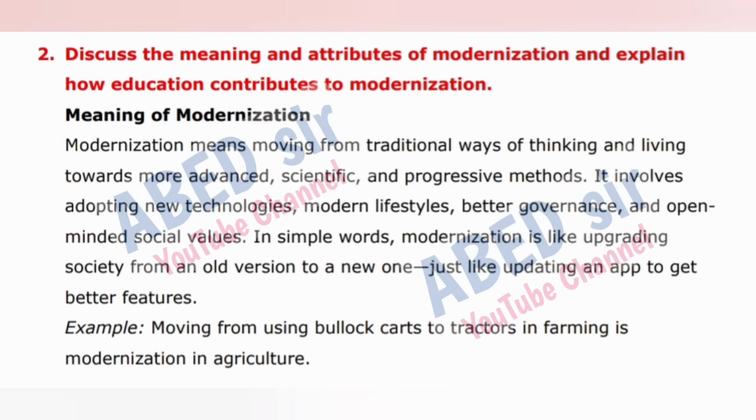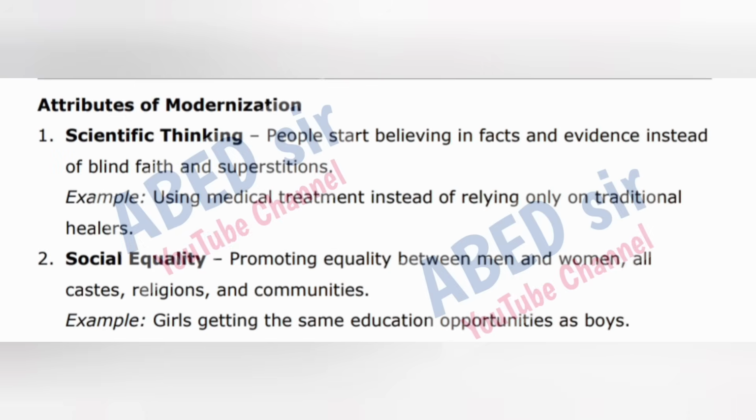In simple words, modernization is like upgrading society from an old version to a new one, just like updating an app to get better features. Example, moving from using bullock carts to tractors in farming is modernization in agriculture. Attributes of modernization. 1. Scientific thinking.